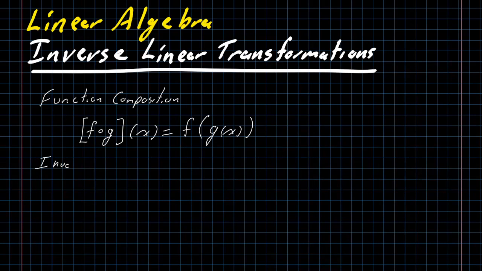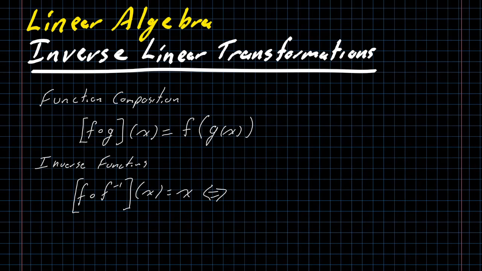And inverse functions. F and f inverse are defined such that f composed with f inverse evaluated at x just gives you x, or equivalently, the way you see it written more often, f of f inverse of x is equal to x, and f inverse of f of x is equal to x.